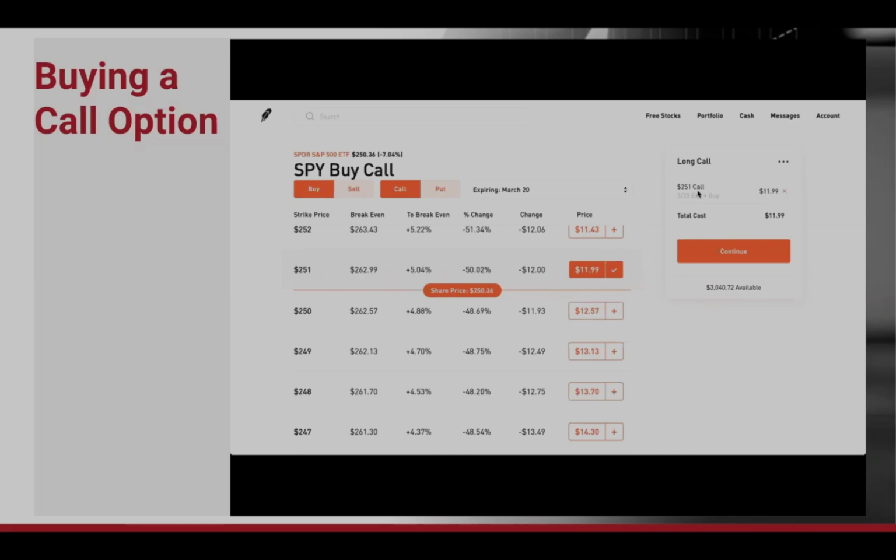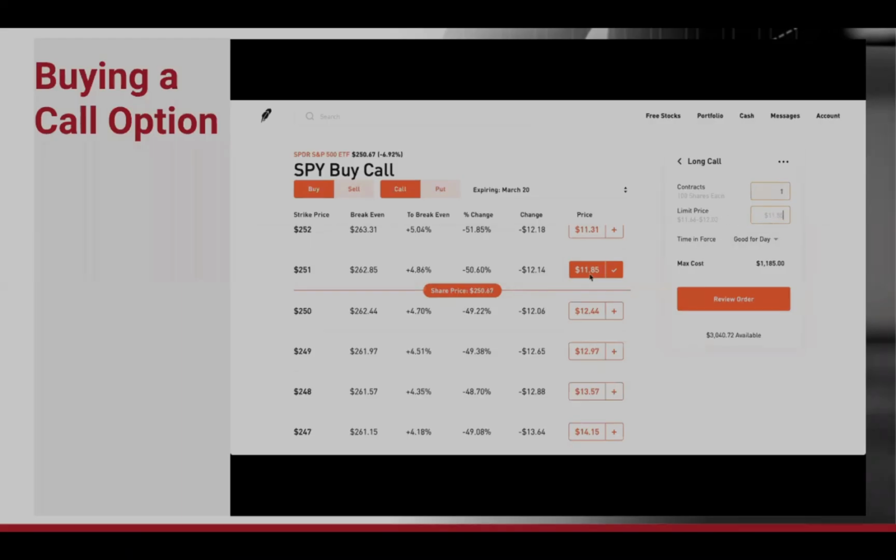So we're going to go over here and continue. We've already picked the option that we wanted. We want to buy one contract, so we're going to place one contract there. And we're going to do a limit price. So we see that it's $11.85.